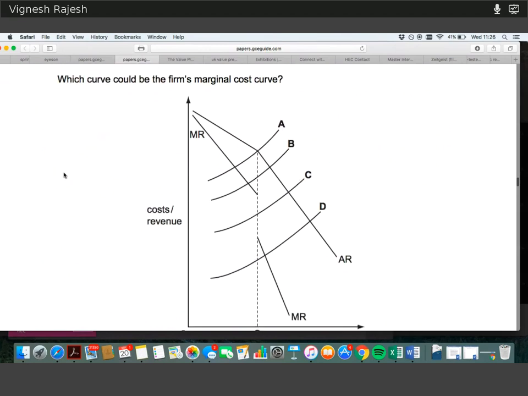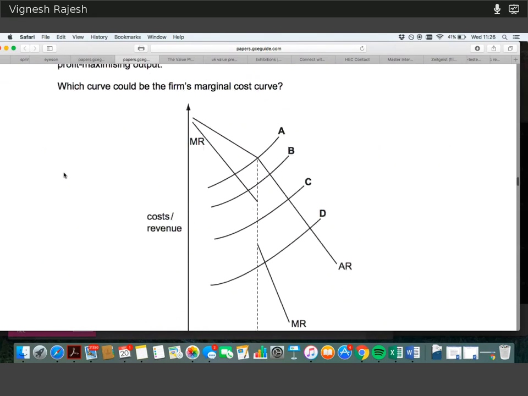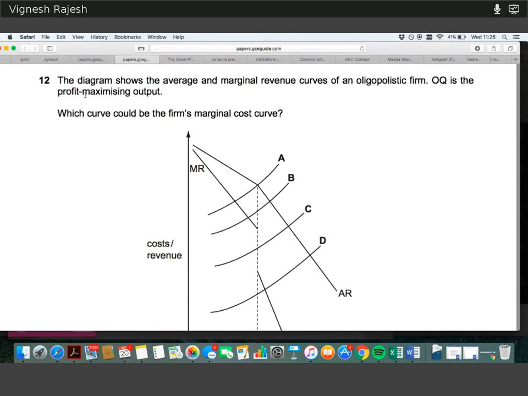Question 12. Yeah, I have found this actually quite a difficult one. But I think the way to look at it is initially you've got to realize that OQ is the profit maximizing output. And the key point of the profit maximizing output is that the firm's marginal revenue is equal to the firm's marginal cost.